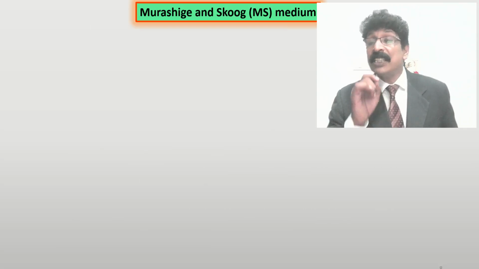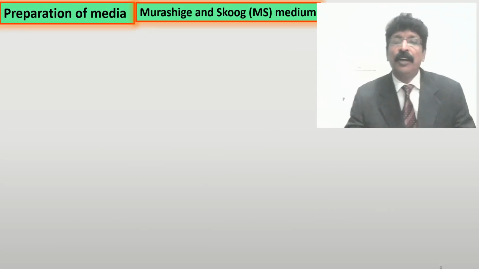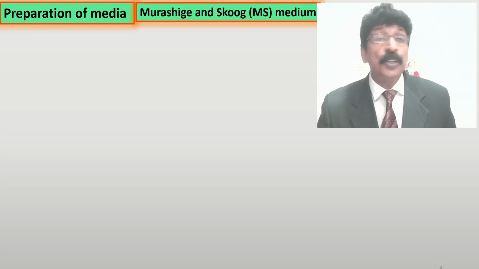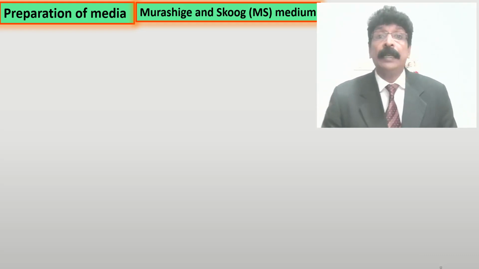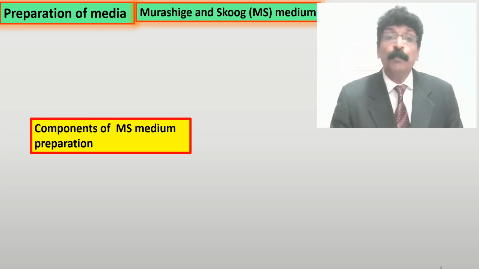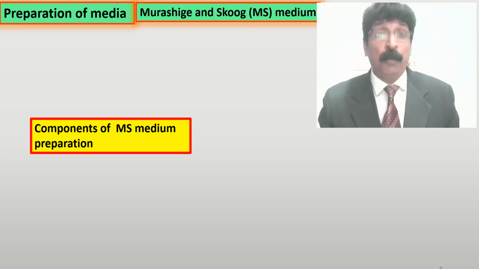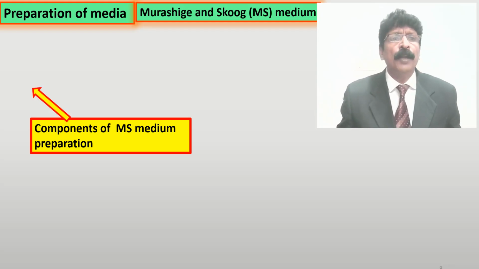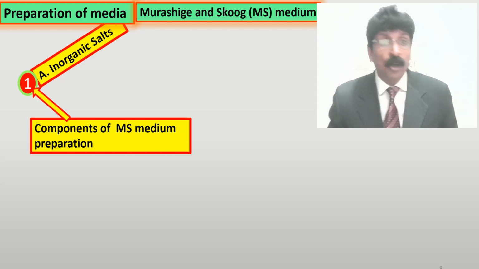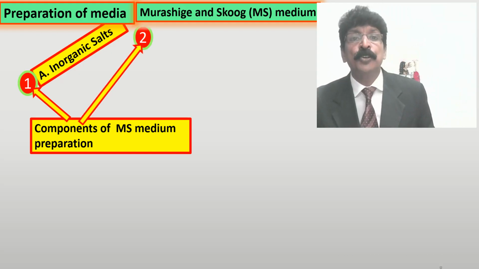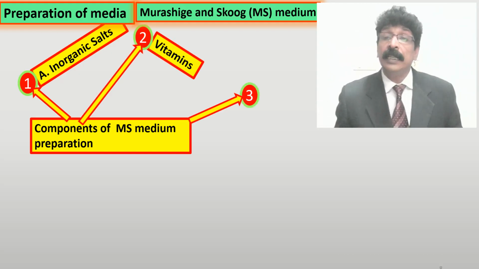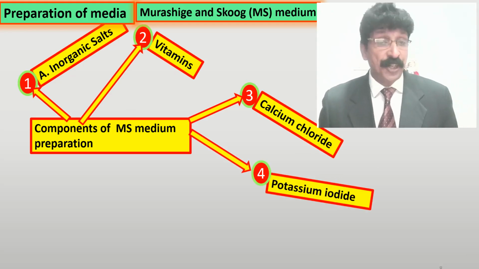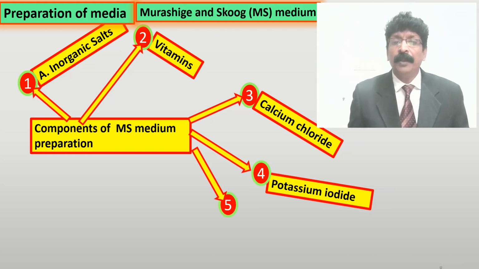The Murashige and Skoog MS medium, preparation of the medium, how to prepare. We know the components. Now we should know what all should be added and how to prepare. Components of the MS medium preparation, which we told in 5 points, was short; a little more detail when we want to talk about. Number 1 is inorganic salts. Number 2, vitamins. Number 3 is calcium chloride. Number 4, potassium iodide.